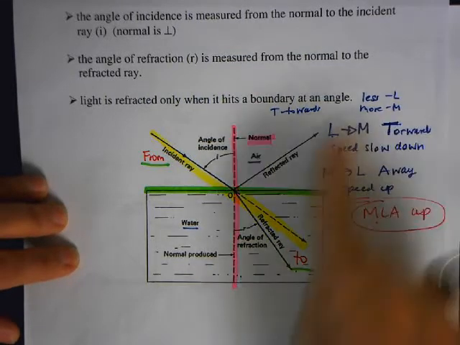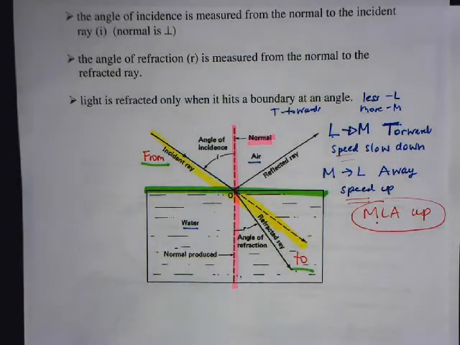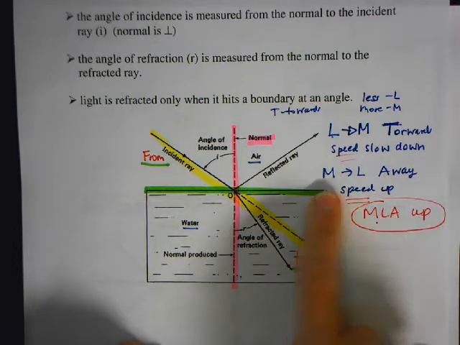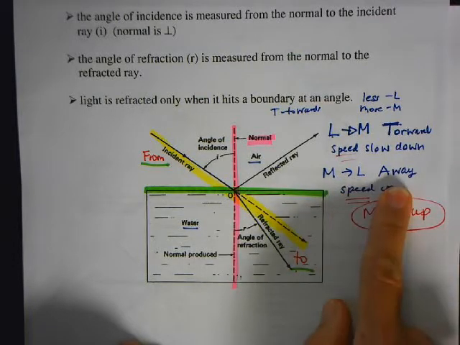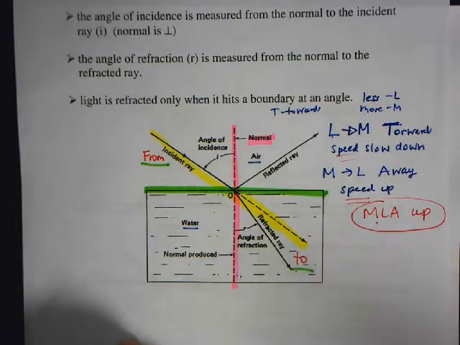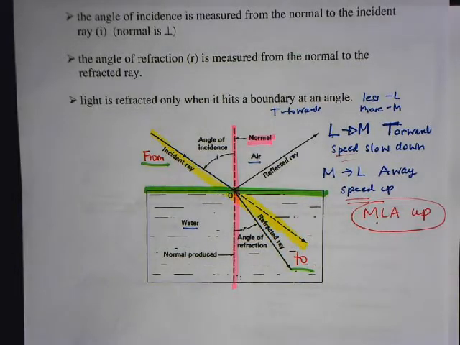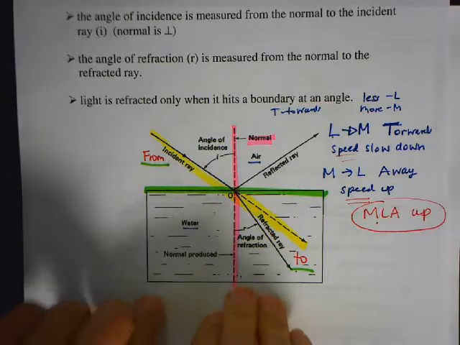So this is what's going to help you, because this is one of those things where you have to memorize. Does it bend towards or away? Does it speed up or does it slow down? So this is what we're going to memorize, MLA up. More dense to less dense, it's going to bend away from the normal, and it's going to speed up. That's what the up means. Okay? So MLA up. All right, now let's go on to the review sheet.